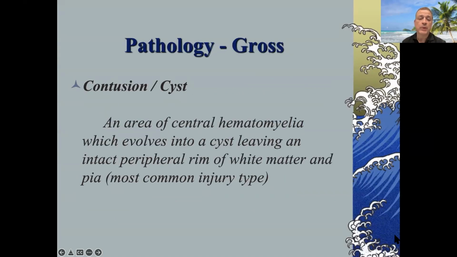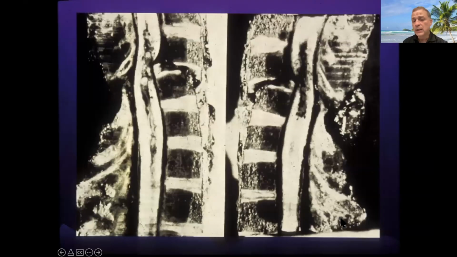The most common pathology is an area of central cystic necrosis or cystic degeneration. That usually evolves from an area of central hemorrhage, and there may be a preservation of a peripheral rim of white matter or pia. This is an autopsy specimen, and you can see here that there's a fracture dislocation. There's a central area of hemorrhage within the cord, but the cord is still in continuity. This is the most common thing that you see after spinal cord injury.